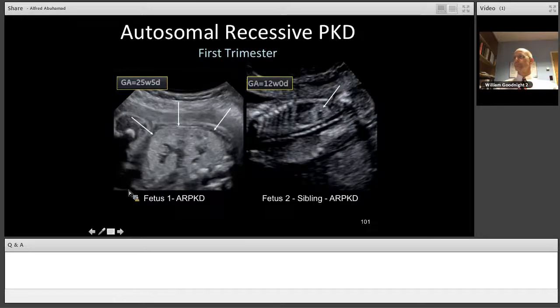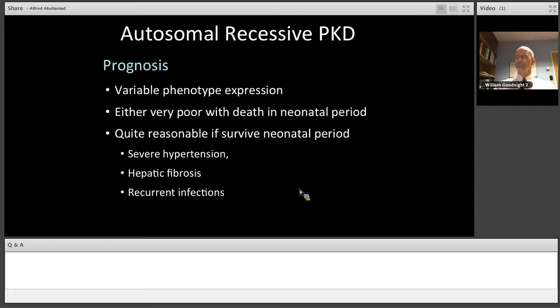So here's autosomal recessive polycystic kidney disease. In a previous pregnancy it was diagnosed at 25 weeks, and the patient comes pregnant again at 12 weeks. In the subsequent pregnancy, there's increased echogenicity. Genetic workup shows the presence of autosomal recessive polycystic disease. You can test for this prenatally if you have information about the family and the prior pregnancies involved. Prognosis: there is really variable phenotypic expression.